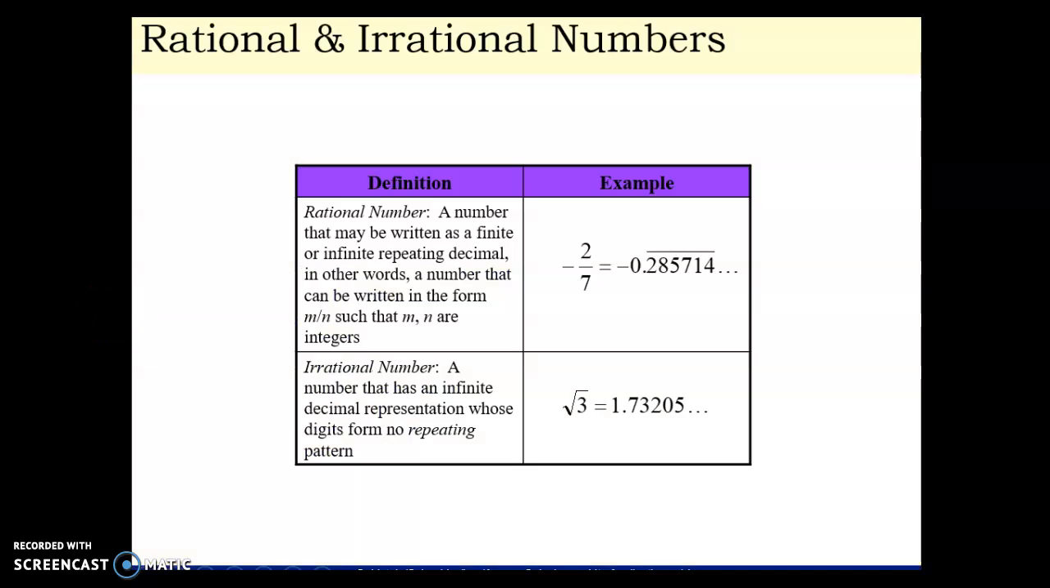So, we want to look at rational and irrational numbers. A rational number is one that can be written as a finite or infinite repeating decimal. And here's an example of this in two different ways. Now, an irrational number is one that doesn't have an infinite decimal representation, and it has no repeating pattern, like the radical 3.